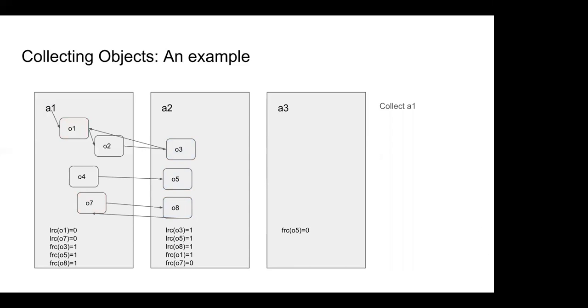Okay, now we're going to collect A1. Again, same process. All owned objects are marked as unreachable. So 01, 02, 04, and 07. All unowned objects with a foreign reference count of greater than 0 are marked as unreachable. So 03, 05, and 08.